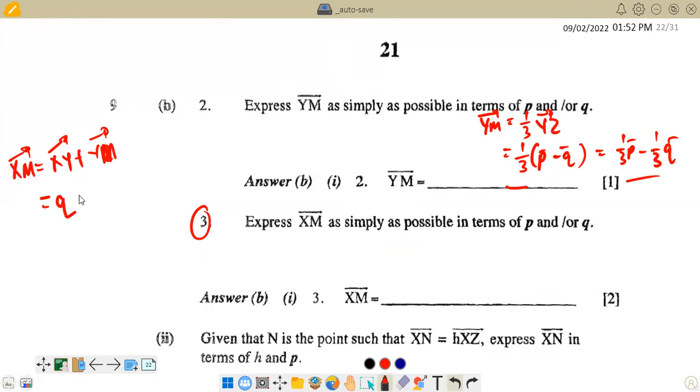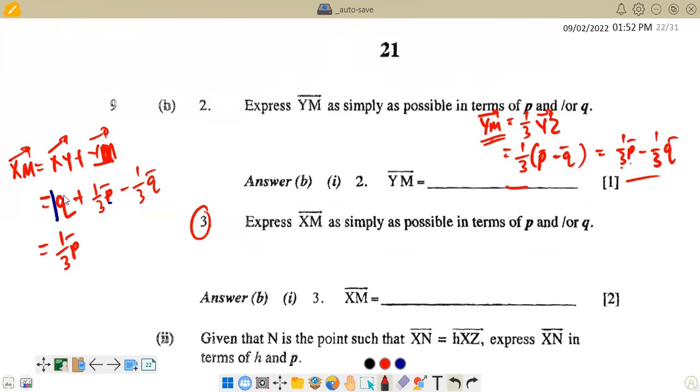So that's positive q plus YM. This is your YM that you calculated on this part, and we got 1 over 3 p minus 1 over 3 q. So you're going to add 1 over 3 p minus 1 over 3 q. You're adding, so the minus is not affected. So let us just collect our like terms. I'm going to start with the p part, which is 1 over 3 p. On q here, this is 1q.